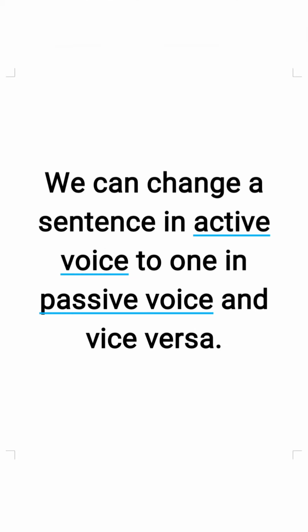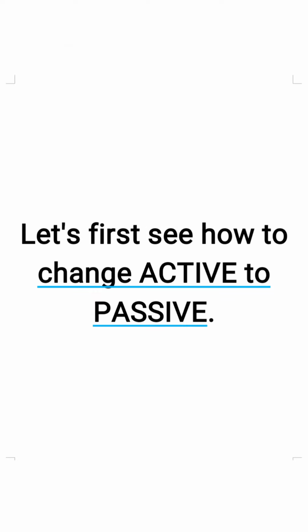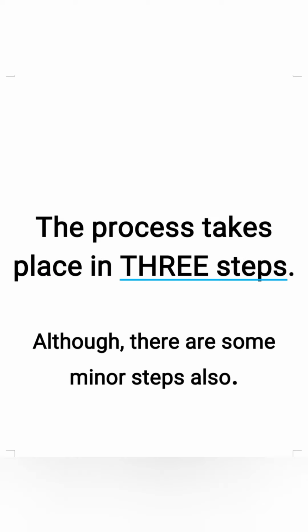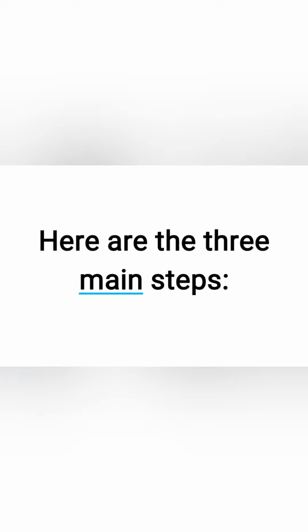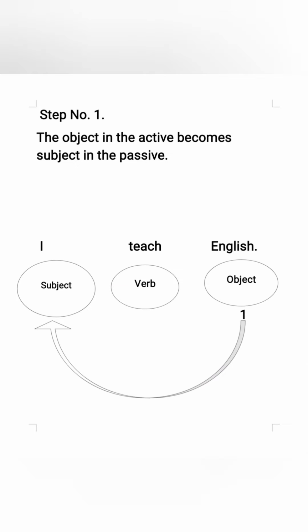Friends, we can change a sentence in active voice to one in passive voice and vice versa. And let's first see how to change active to passive. The process, dear friends, takes place in 3 steps, although there are some minor steps also. Here are the 3 main steps. Step number 1. The object in the active voice becomes the subject in the passive voice.